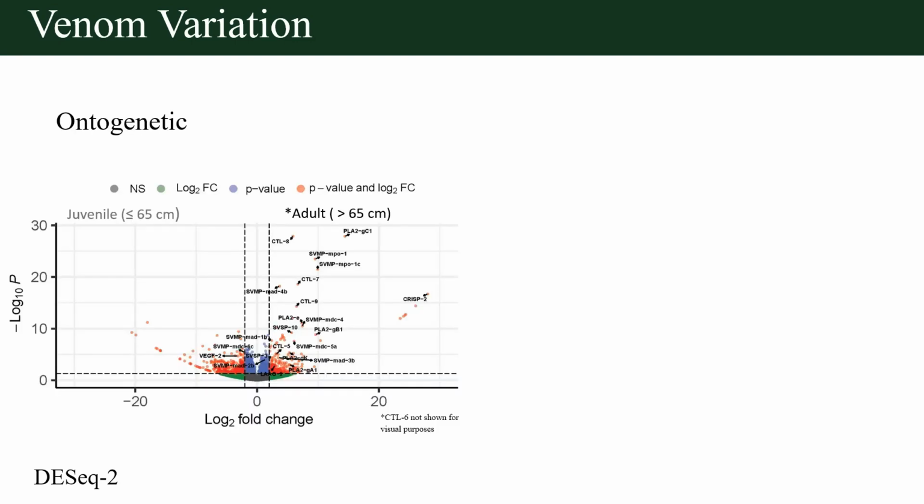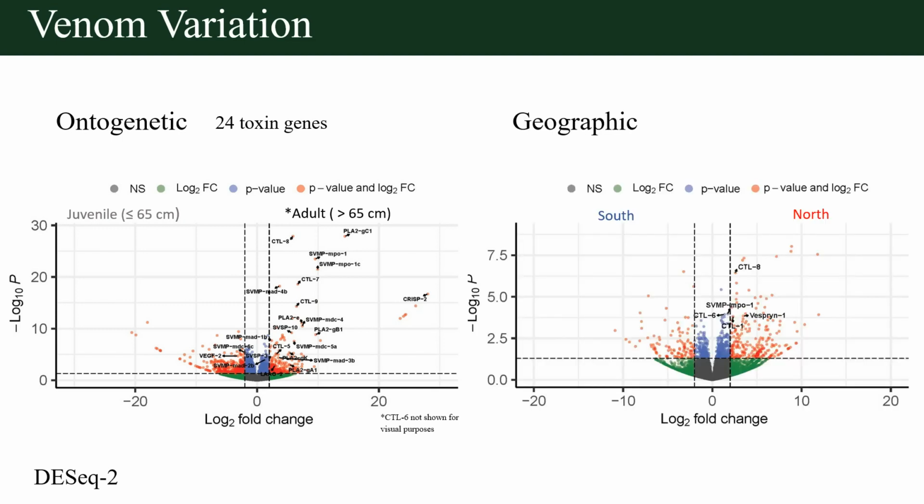So to determine whether venom expression variation was significant geographically and ontogenetically, we ran the program DESeq2. So starting with ontogeny, after accounting for geography, we see 24 venom genes that are significantly differentially expressed between adults and juveniles. We use 65 centimeters as that cutoff. And we'll see many of those genes belong to the toxin families we saw in the previous slides, such as SVMP, CTL, and PLA2. Moving to geography, after accounting for size, we see 5 venom genes that are significantly differentially expressed, also belonging to those toxin families previously identified, SVMP and CTL.